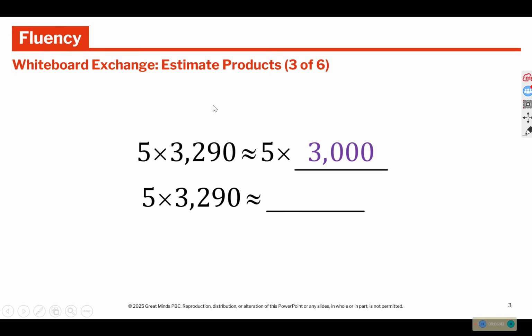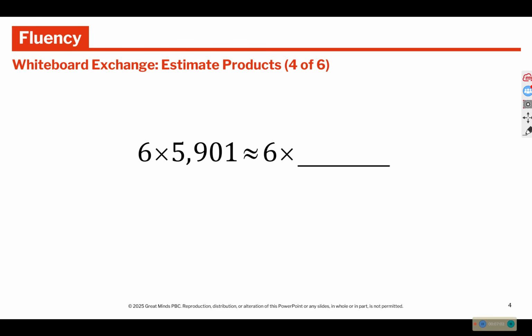Now you need 5 times 3,000. 3, 2, 1. Please round 5,901 to the nearest thousand. The 9 falls into the category 5 or more, so we have to raise the score.